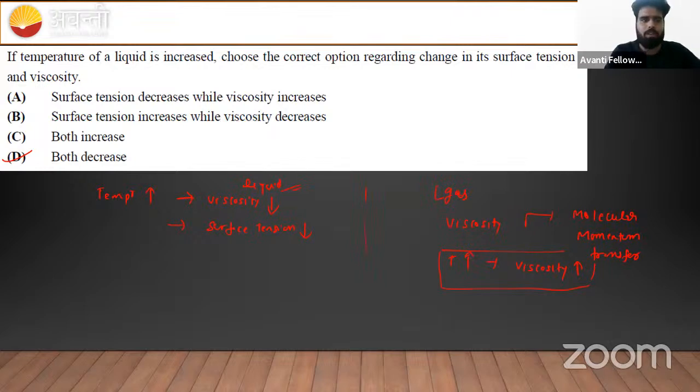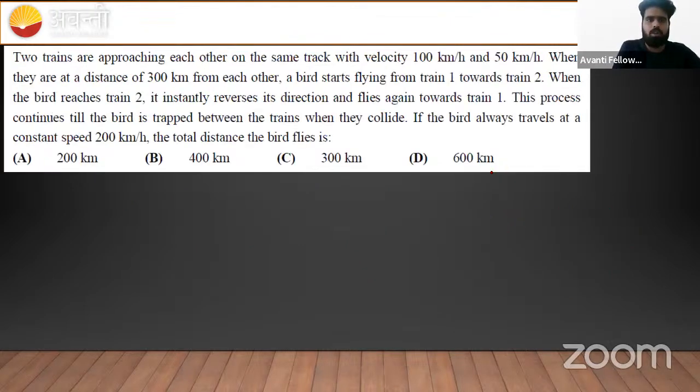Let's move to the next problem. Again, this is a beautiful problem that is asked from the kinematics section. Here it is given that two trains are approaching each other. Suppose this is train 1 and this is train 2. Train 1 has a speed of 100 km per hour, train B has a speed of 50 kilometer per hour, and initially they are separated by a distance of 300 kilometer.